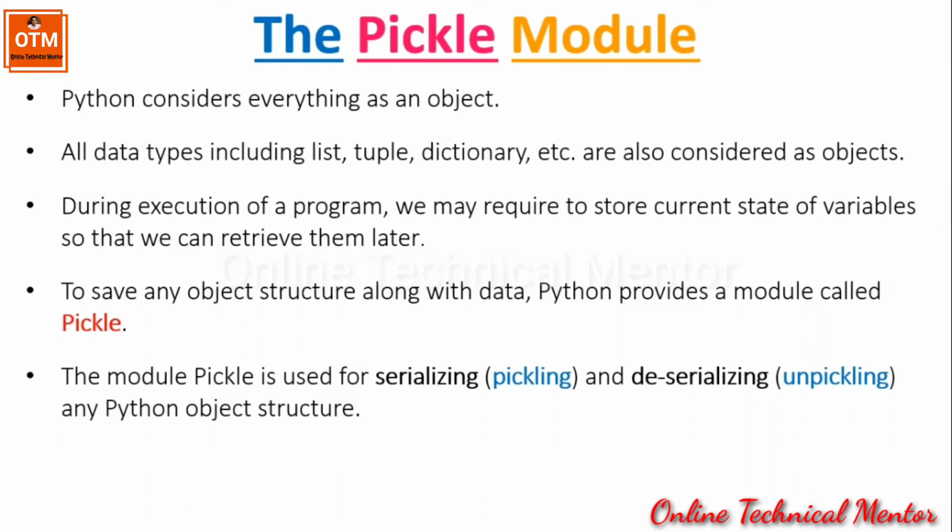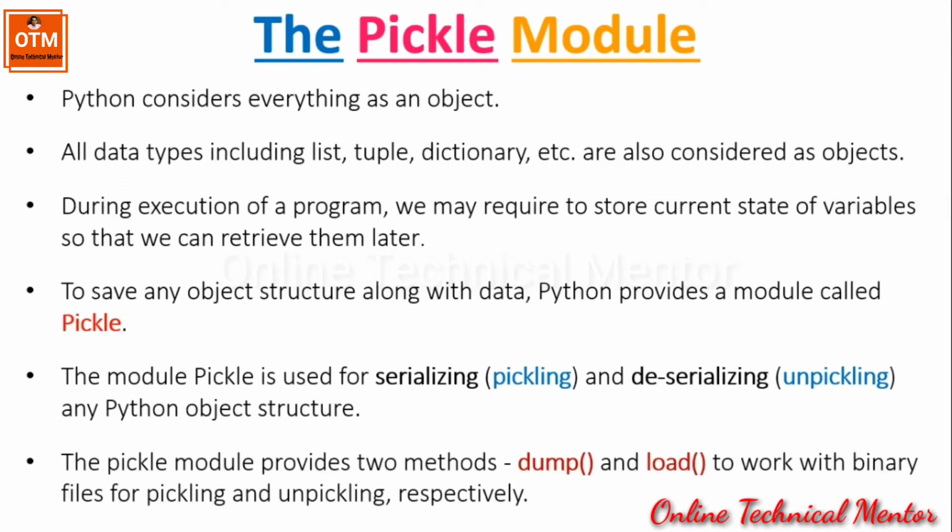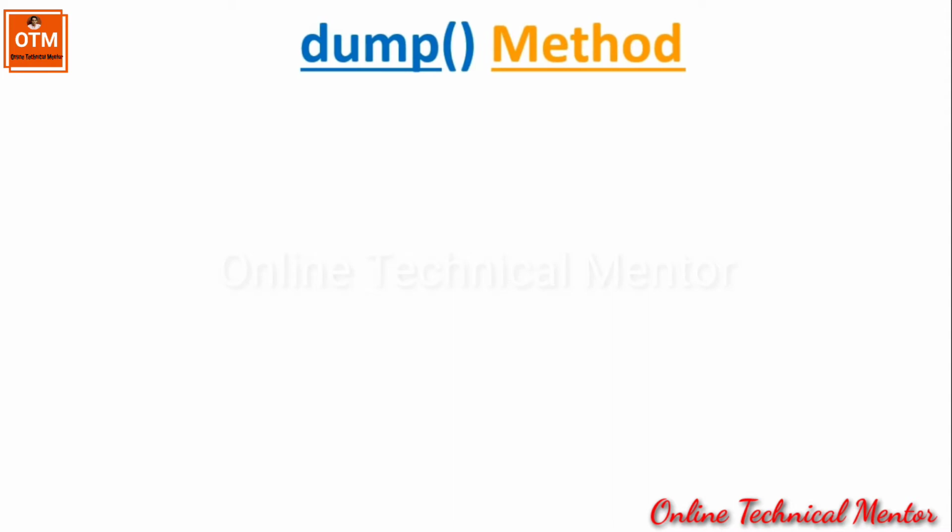So here in Python, the process of storing binary data is called pickling. And by deserializing or unpickling, we can retrieve data, that is the binary data, from the storage device. For that, the Pickle module provides two methods, dump and load, to work with binary files for pickling and unpickling respectively. In text file handling, there are many ways to store and retrieve data. But in binary file handling, there are only two methods, dump and load. The dump function is used to store data within the file and load is used to fetch data from the file.